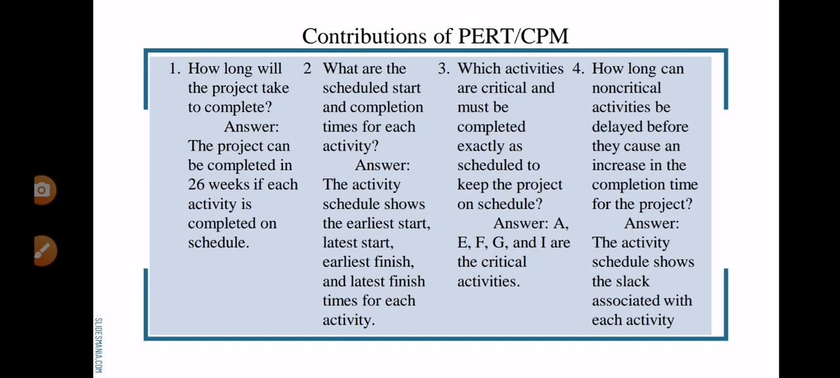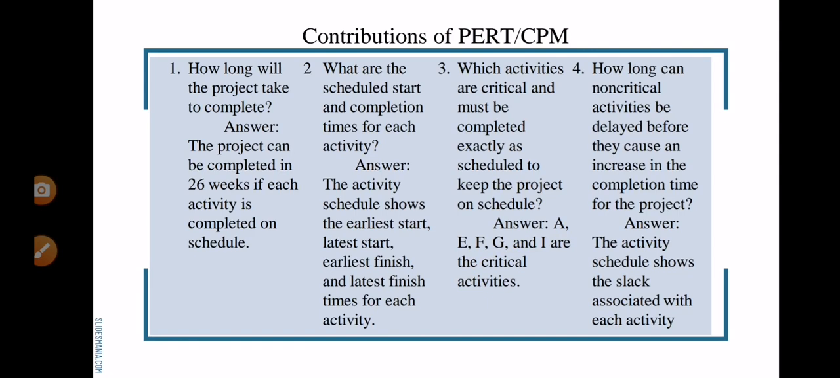For question number one, the answer is that the project can be completed in 26 weeks if each activity is completed on schedule. Number two: what are the scheduled start and completion times for each activity? The activity schedule shows the earliest start, earliest finish, latest start and latest finish times for each activity. Number three: which activities are critical and must be completed exactly as scheduled to keep the project on schedule? The answer is A, E, F, G, and I are the critical activities.